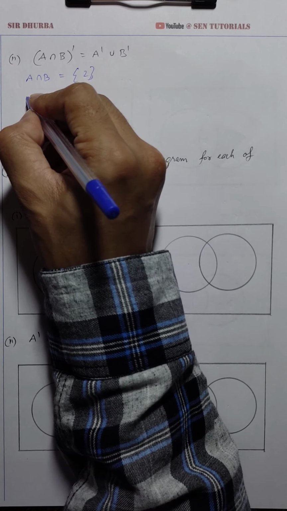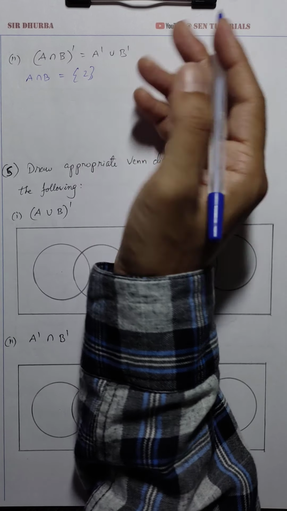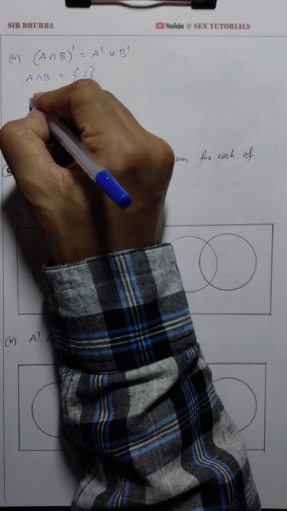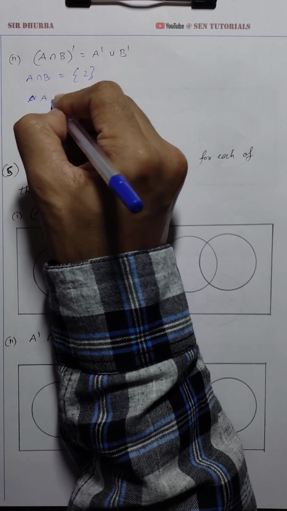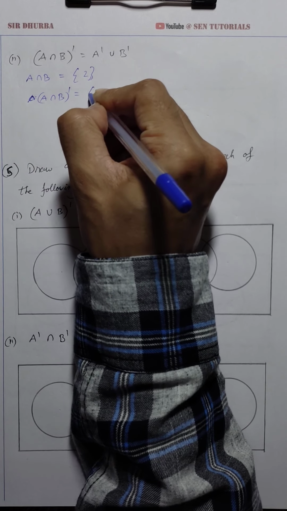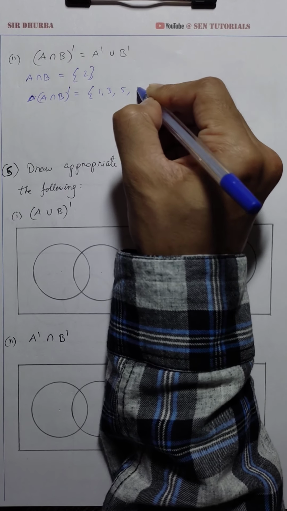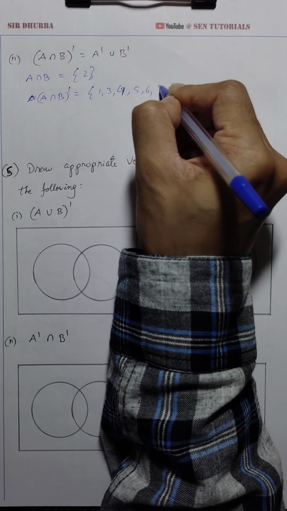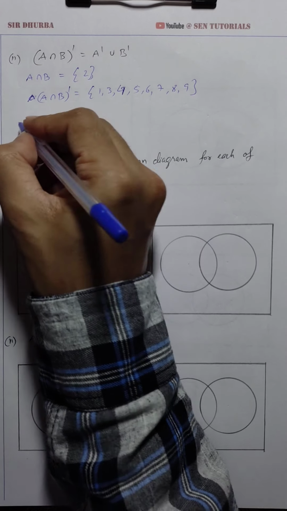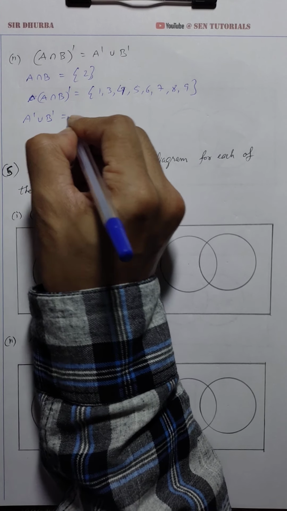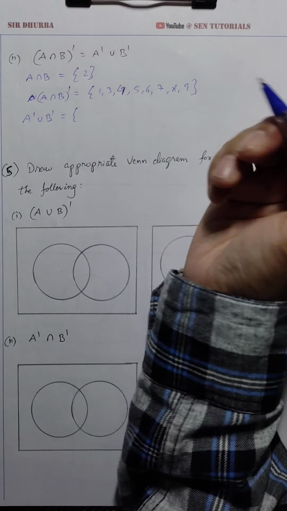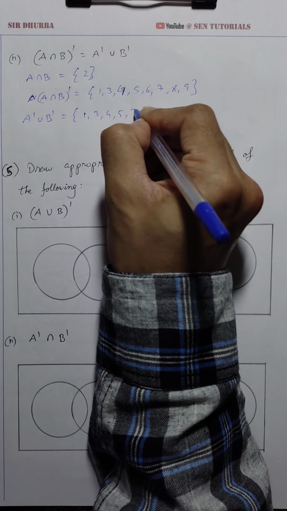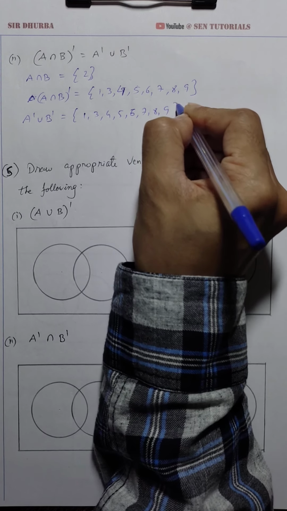And A complement and B complement, we've already found in the previous question, so we'll just make use of that. So A intersection B complement will be 1, 3, 4, 5, 6, 7, 8, 9. And A complement union B complement. Let's combine A complement and B complement. You already have it, you can check your notebook. That is 1, 3, 4, 5, 6, 7, 8, 9.